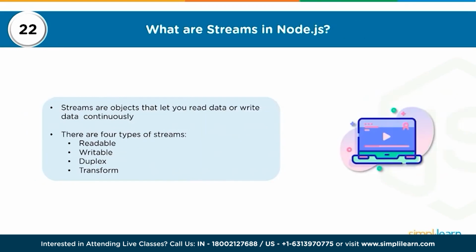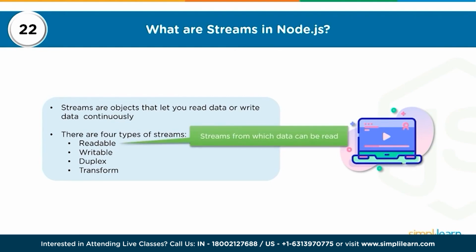So what are streams in Node.js? Streams are objects that allow you to read and write data continuously back and forth within your application. And there are really four different types of streams: readable, writable, duplex, and transform.